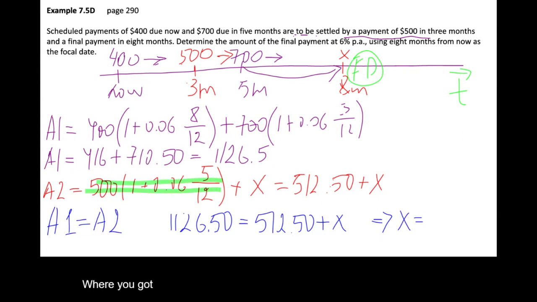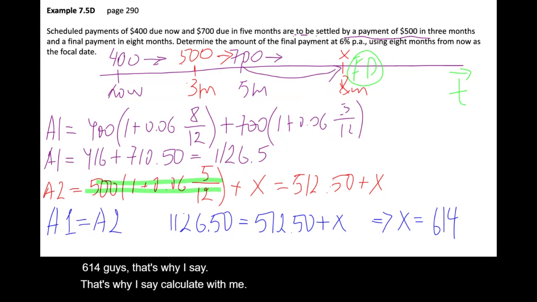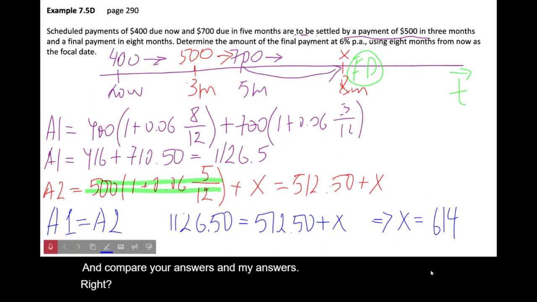Where did you get 30? Just 614. 1126.50 minus 512.50. That is 614. Okay, 614. Guys, that's why I say calculate with me and compare your answers and my answers. Right? So 614, that's the payment.